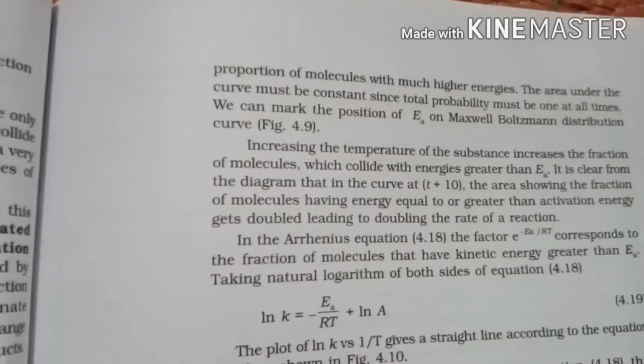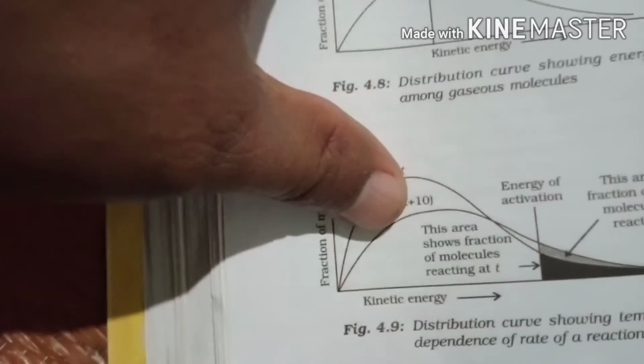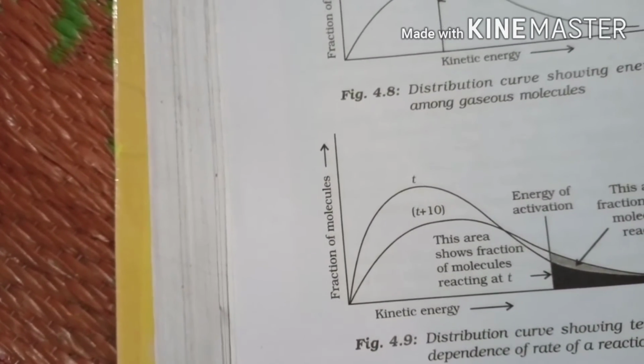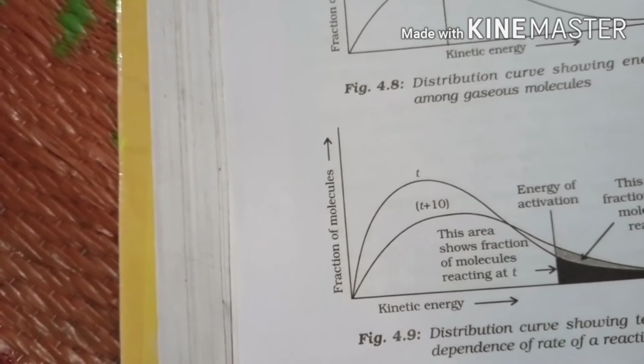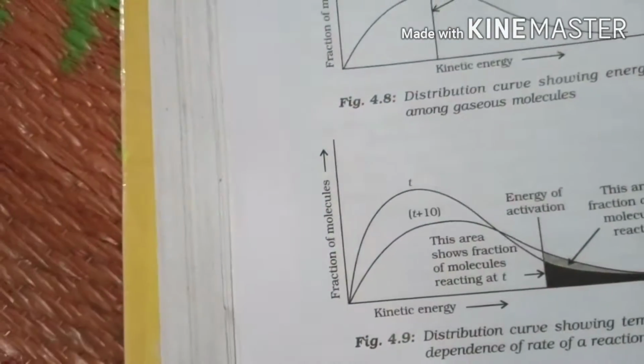We can mark the position of Ea on the Maxwell-Boltzmann distribution curve, which is given here in this part. This is T, and it comes to T plus 10. We know that when T gradually increases, the curve broadens here, whereas when T is lower, it comes to the lower part like this. So the area of the fraction of additional molecules that react at T plus 10 is the colored one, which we have seen here.